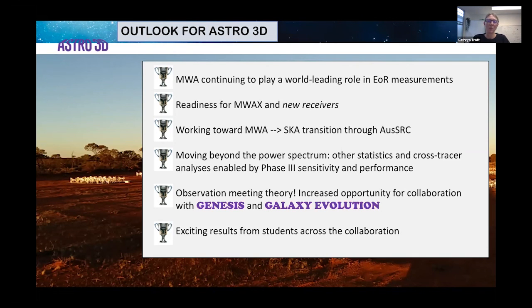And for Astro 3D, we're really moving beyond the power spectrum and looking at other statistics and some cross-tracer analyses that have been enabled by our increased sensitivity, our increased performance of the telescope. And excitedly, observation meets theory. So increased opportunities for collaboration, particularly with Genesis and Galaxy Evolution, but I'm very open to collaboration with other projects if we can think of some projects together.